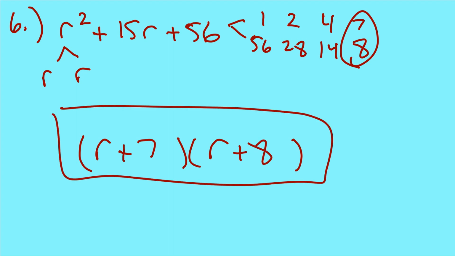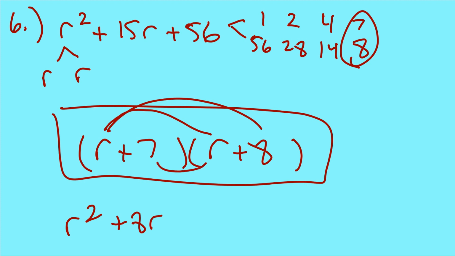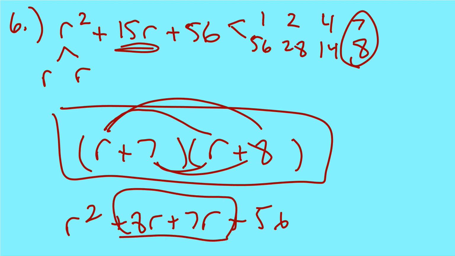And that's it. If you want to check the middle using FOIL, you just have to refoil it. R times r is r squared. R times 8 is 8r. 7 times r is plus 7r. 7 times 8 is plus 56. 7r and 8r are 15r. So that's good. That's it for 6.